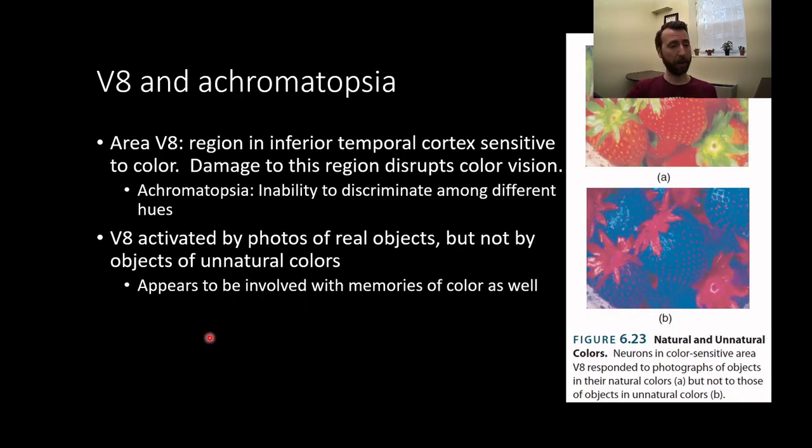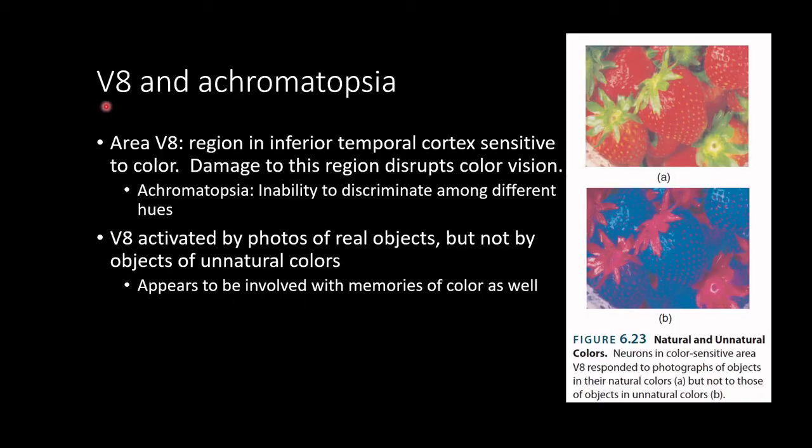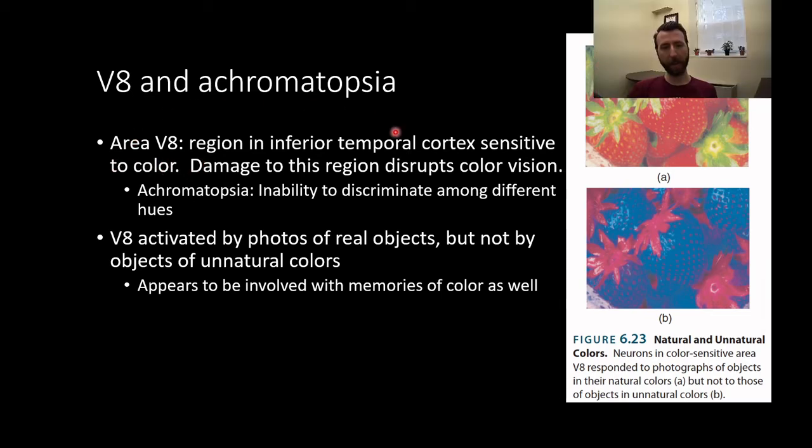So also another region that's contributing to our color vision is area V8. This is a region in our inferior temporal lobe that's sensitive to color. Damage here causes problems with color vision. Damage here can cause a disorder called achromatopsia, which is an inability to discriminate among different hues.